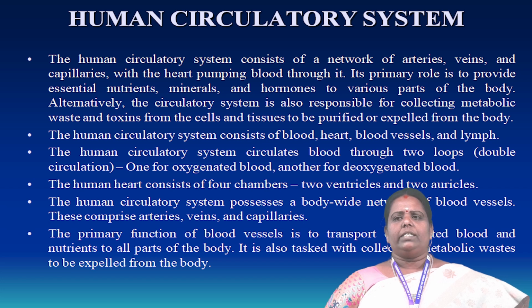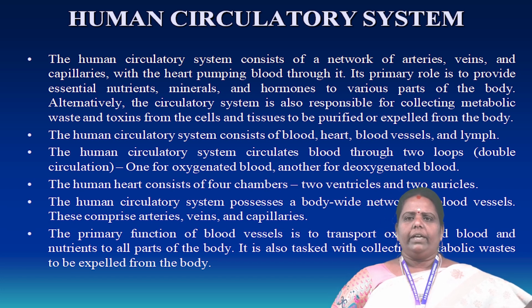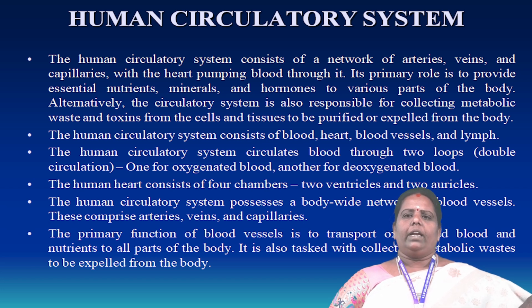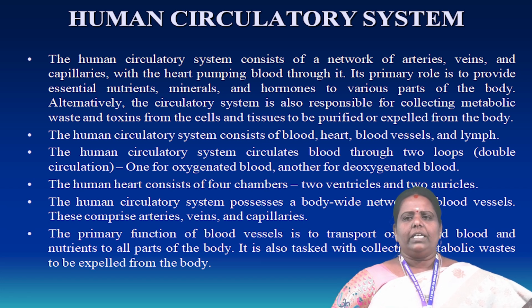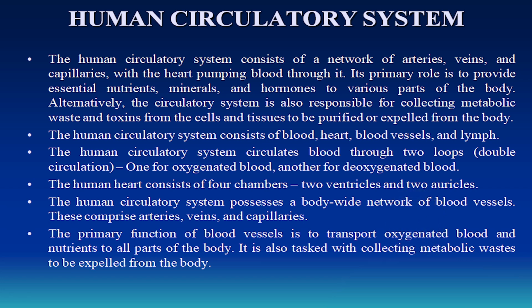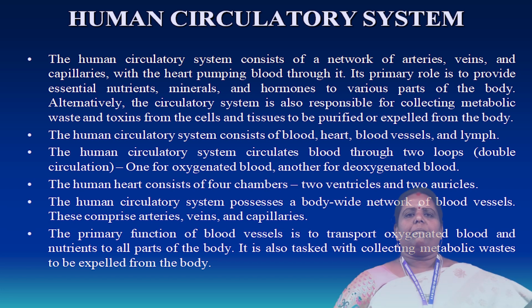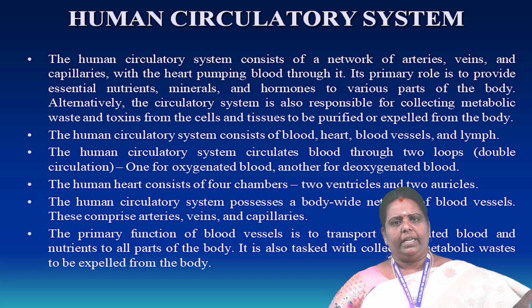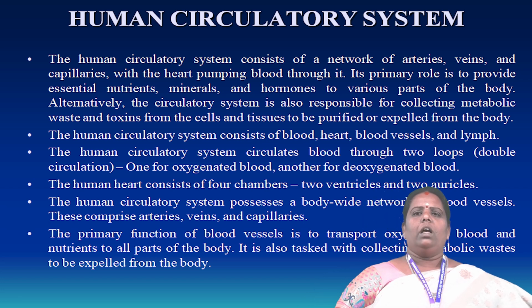Now, the human heart consists of four chambers, the ventricles and the auricles. It has a network of vessels comprising the arteries, veins, and the capillaries. What is the primary function of this system? The vessels transport the oxygenated blood and nutrients all over the body. It is also tasked with collecting the metabolic waste and expelling it from the body. The metabolic waste goes to the kidney and is removed.